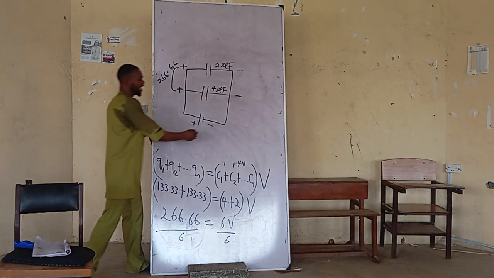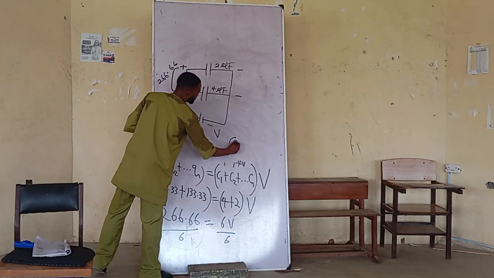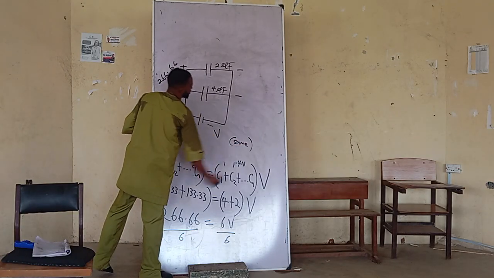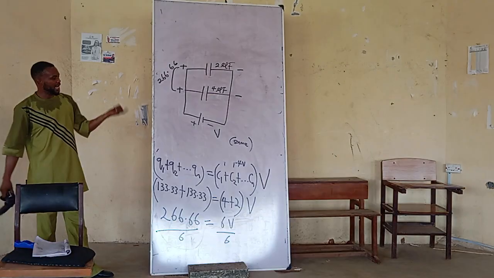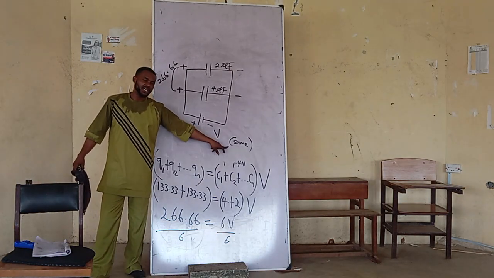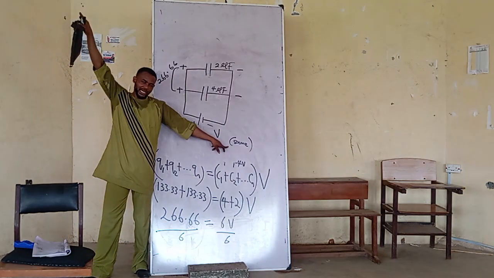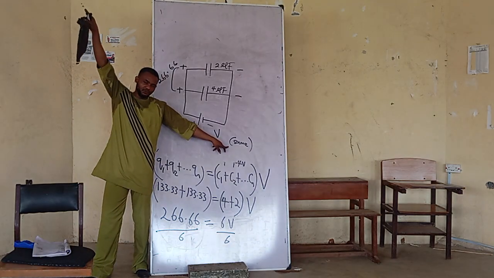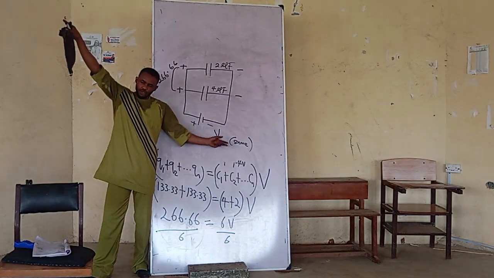The voltage here I don't know. But voltage is always the same. So if the voltage is the same, that means that I have to find this voltage. What am I going to use in finding the voltage? It is simply the charge in the capacitor that was broken from capacitors in series. That's what I'm going to use to find this voltage.